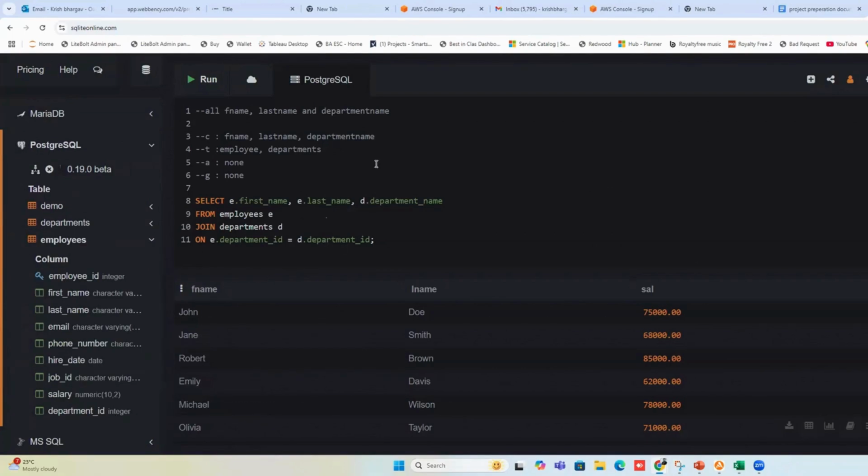Correct. So now, what did he ask? Give me the first name, last name, and department name of my employees. So what columns do I need? I need first name, last name, and department name. My first name is coming from which table? Employee. Last name is coming from employee. Department name is coming from the department table. So first I write down the names of the columns.